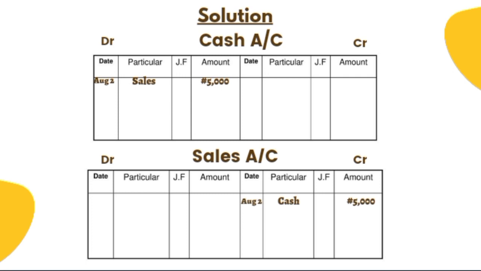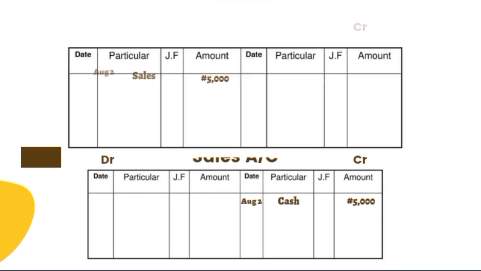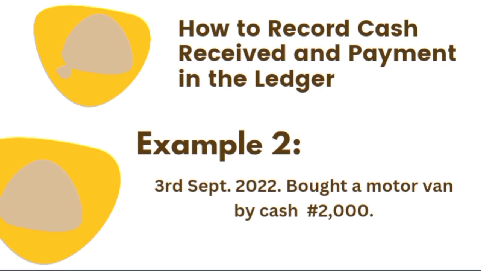Now let's look at the double entry under the sales account. You see, on the credit side, we have under the date 2nd of August. The particular here is cash. And then we have under amount 5,000 naira. So this is how you enter transactions in the ledger and show your double entry principle. Now, when you look at this transaction, it is cash sales, meaning money came into the organization. Let's take a look at another example of money leaving the organization.